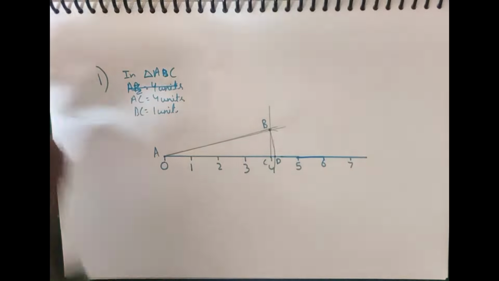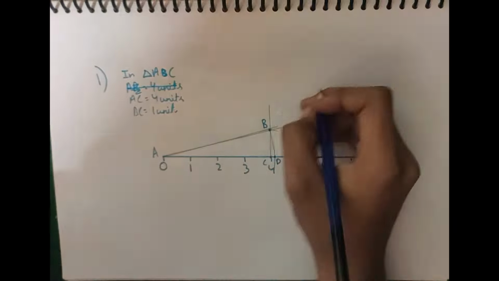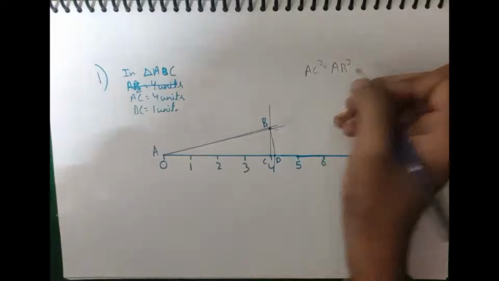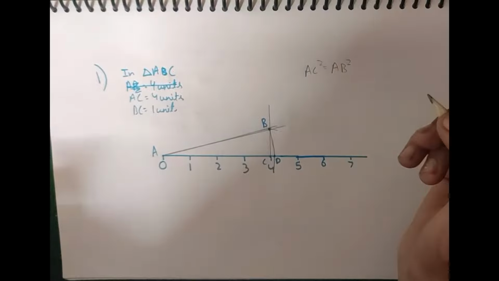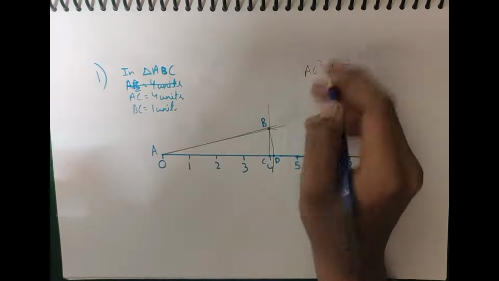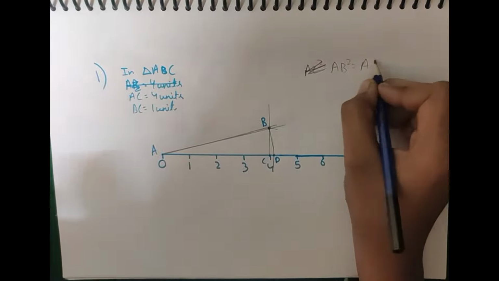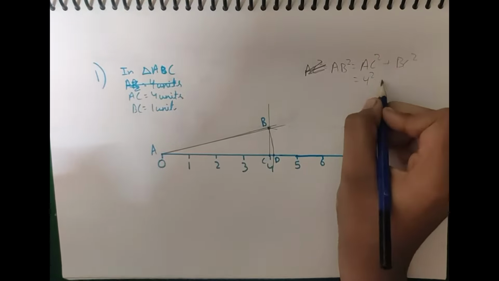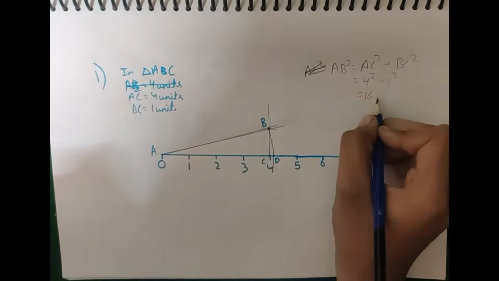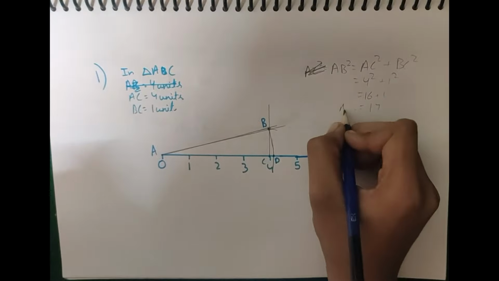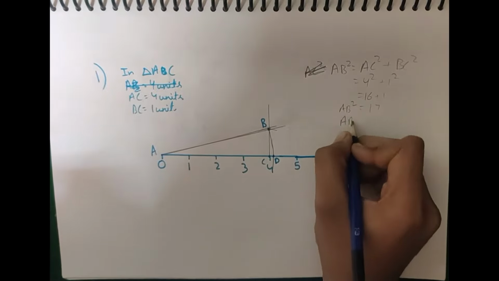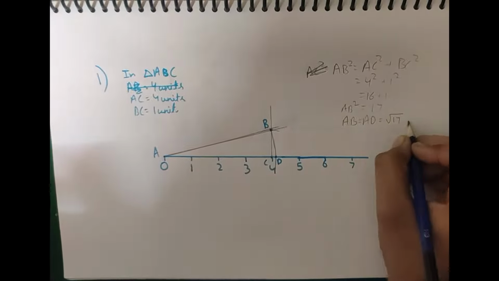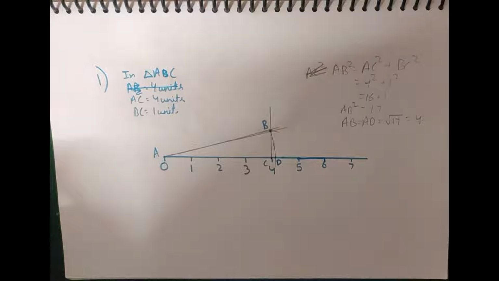And now we have to show the working part. AB square equals AC square plus BC square, which equals 4 square plus 1 square, which equals 16 plus 1, which equals 17. AB square equals 17. So AB, which is also equal to AD, equals root 17, which equals 4.12.